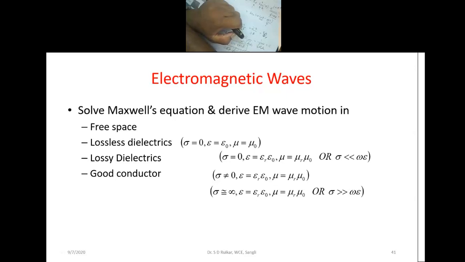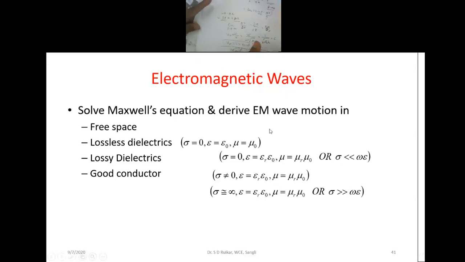Your wave is propagating in free space. In that case, the medium constants we have already written apply. Here, epsilon is equal to epsilon 0 epsilon r, and epsilon r is equal to 1, so it is epsilon 0. Mu is equal to mu 0 mu r, mu r is equal to 1, so mu is equal to mu 0, and the conductivity becomes 0. These are the factors for free space, so we can consider these factors here.